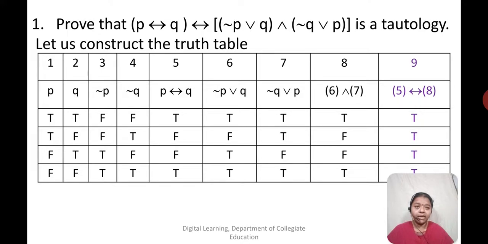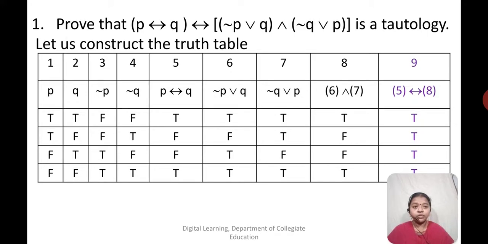Now we have to connect them. Let me take the big square bracket which is there on the other side of the logical connective. So negation P or Q and negation Q or P are connected by the logical connective and. Negation P or Q is in column number 6. So in column number 8, first I'll be writing column number 6. The logical symbol used there is and. Negation Q or P is in column number 7. So to simplify the problem, I'll be writing it as column 6 and column 7.